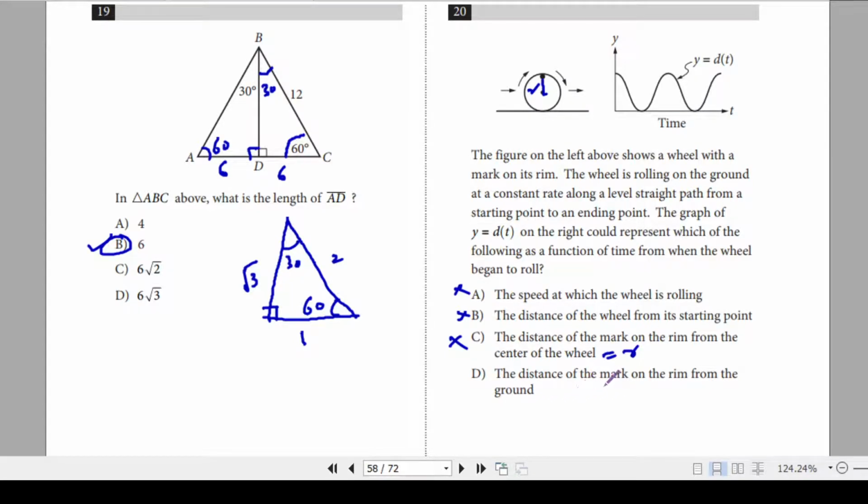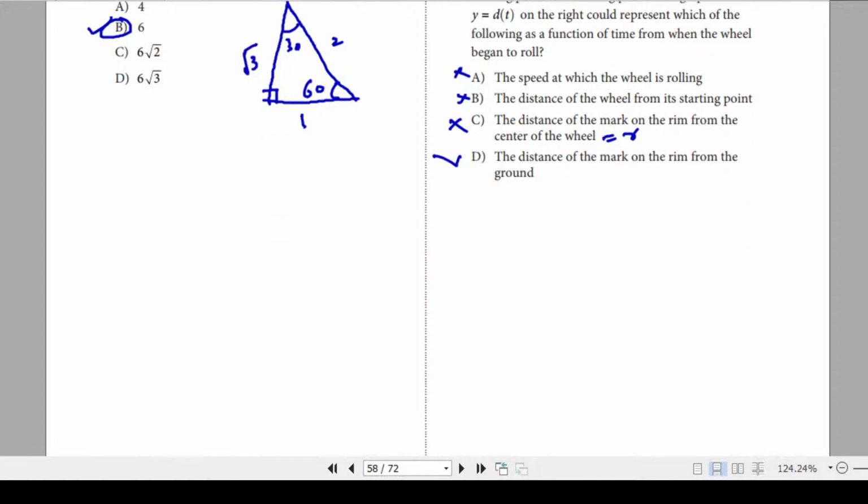The distance of the mark on the rim from the ground, how high it is from the ground. So this graph tells us the distance from the ground. So it's actually B. He could have said the height of the point from the ground or the distance of the mark from the ground. It's the same thing. Okay, so this graph DFT shows the distance of this point on the ring from the ground. Okay, it's D. All right, let's move to question number 21.